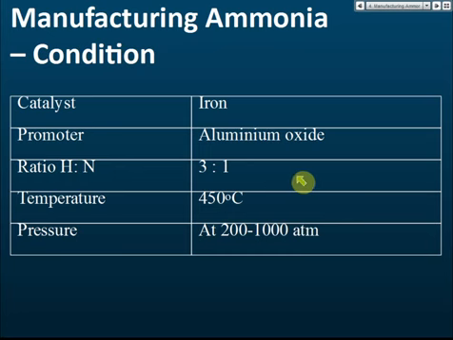Conditions for this Haber process. As I told you just now, the Haber process is a reversible reaction. Nitrogen reacts with hydrogen to form ammonia, and ammonia decomposes to form nitrogen and hydrogen. For a reversible process, we need to find the optimum conditions, the best conditions to get the most product in the shortest time. To speed up the reaction, we use a catalyst.